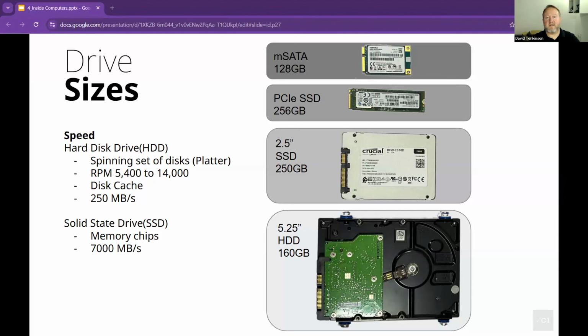Now, as you can see from there, they come in different sizes. MSATA is the really small one. PCIe SSDs are common in servers. Okay, there's a traditional 2.5-inch SSD.